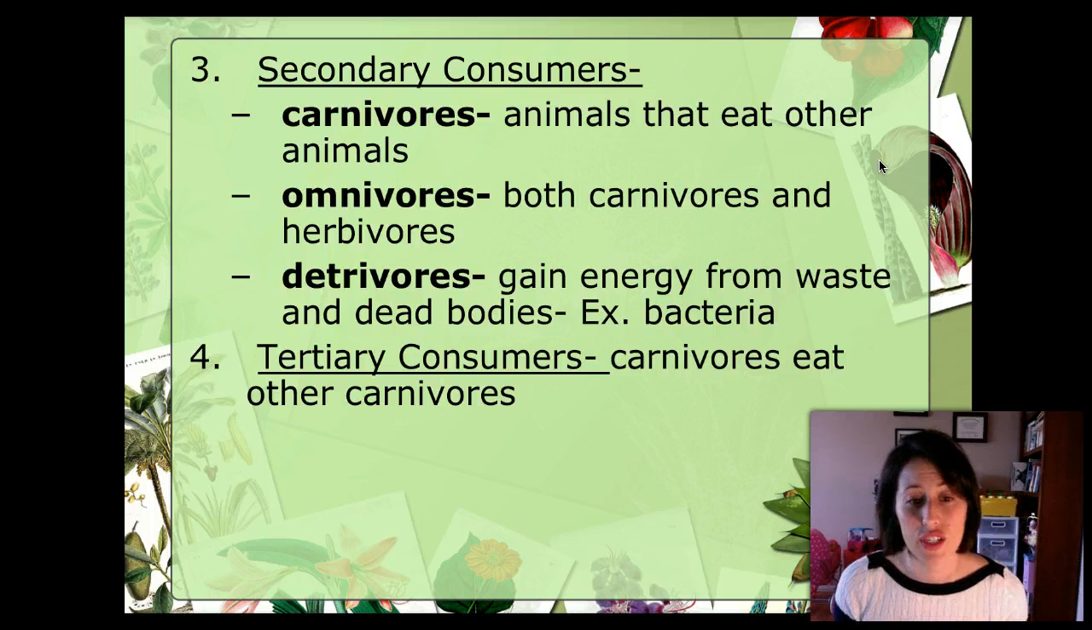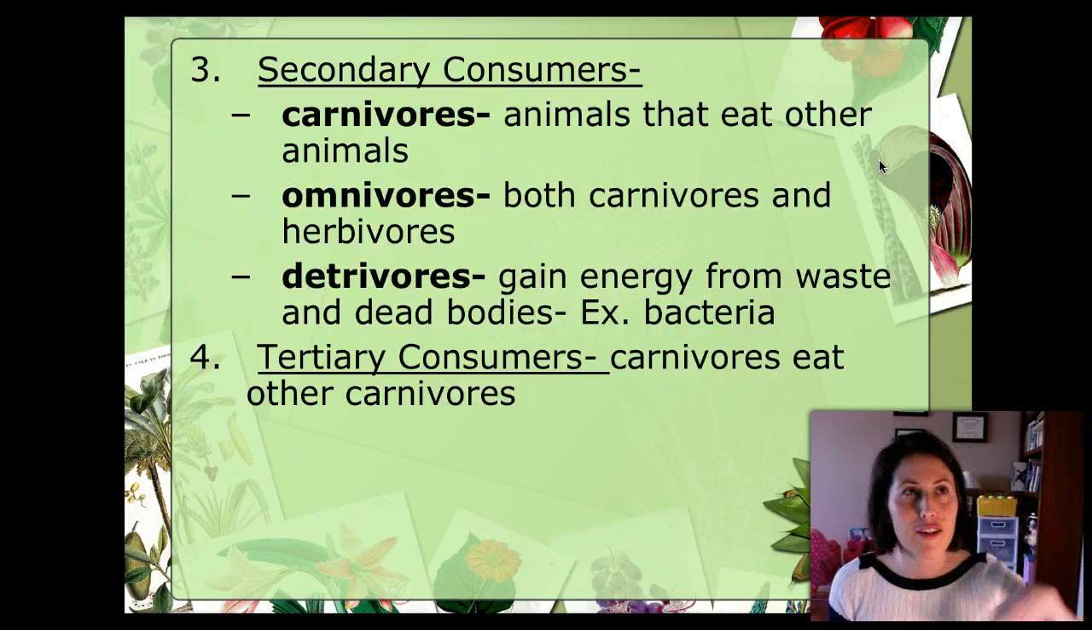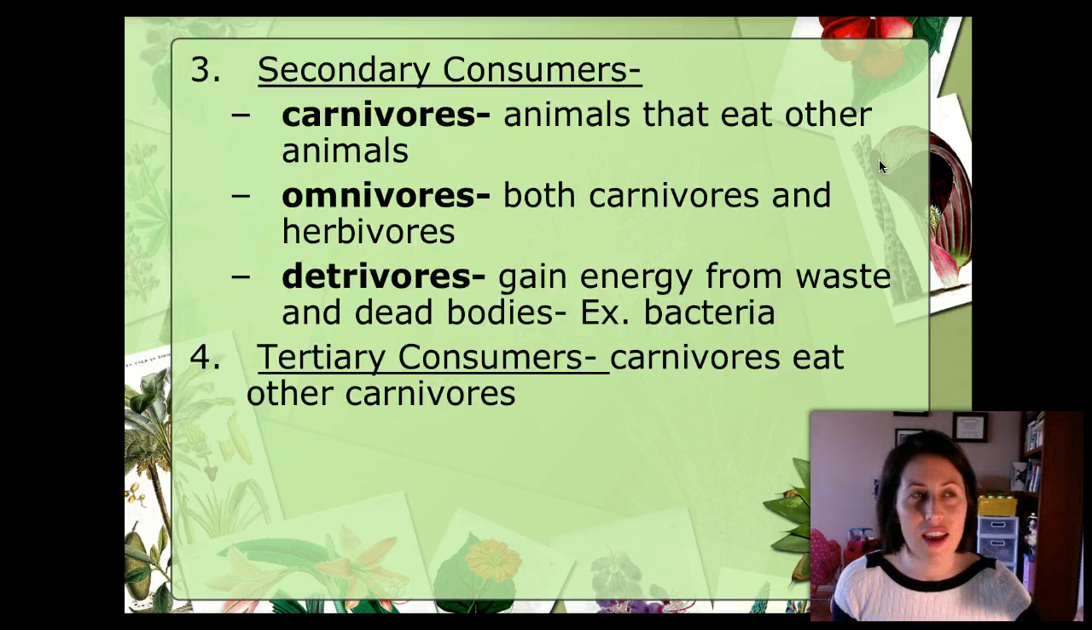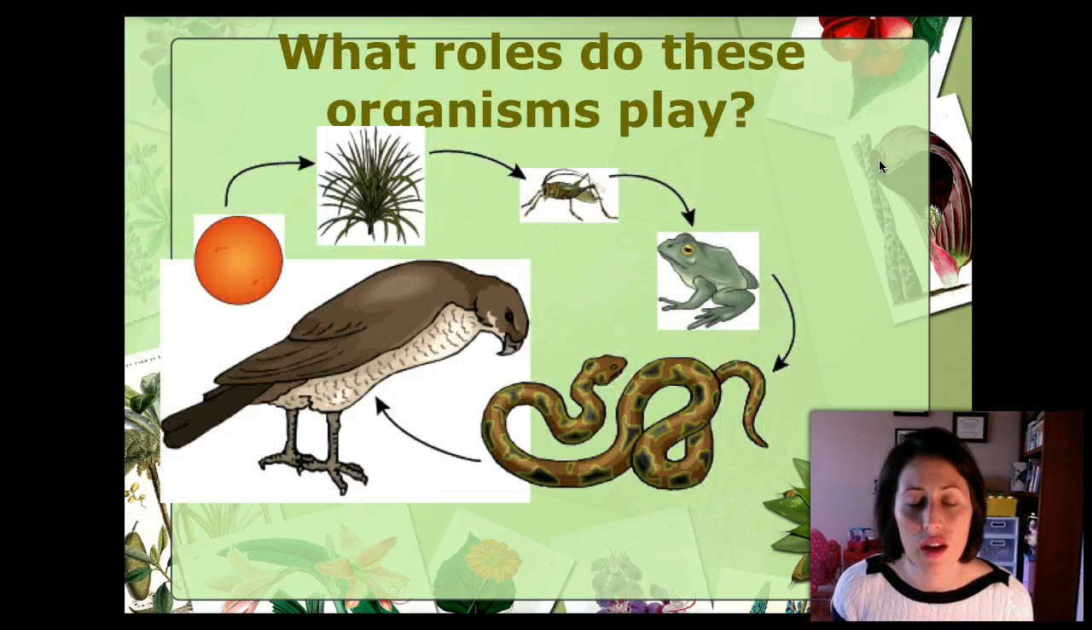Then you have your tertiary consumers, and tertiary consumers are carnivores that eat other carnivores. So an example of that might be like a hawk that eats a rabbit. Actually, rabbits aren't carnivores, so that won't work. Maybe a hawk that eats a snake, and the snake eats a mouse, which is a herbivore, okay, and on and on. So those are tertiary consumers, carnivores that eat other carnivores.